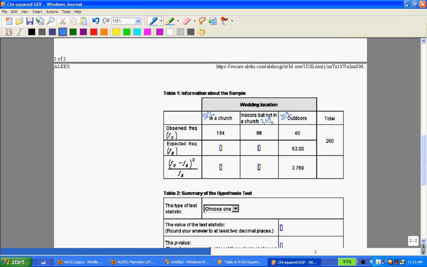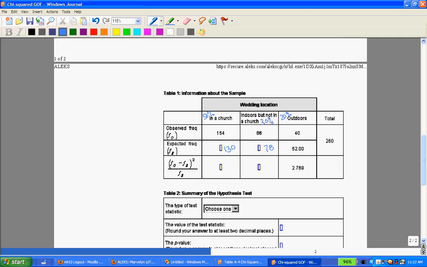Okay, so I know the total, and to get the expected values, I'm going to take those percentages and multiply by the total. So the expected value here would be 130 in a church. 30% times 260 would give me 78 inside but not a church. And just to double check, 20% times 260, that's where that 52 comes from.